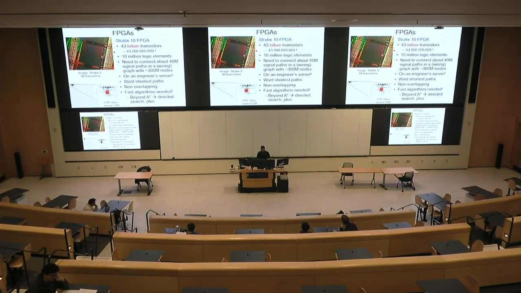In a typical FPGA like this Stratix 10 FPGA, there are usually around 43 billion transistors. These constitute around 10 million logic elements, and we need to connect about 40 million signal paths in our graph. And the graph size is around 300 million nodes. Notice how much bigger it is than Tokyo. Tokyo has around 1 million nodes. This has 300 million nodes. That's how big the graph is, and that's how significant it is for you to have a very quick algorithm. And we are trying basically to find 40 million path searches in this algorithm, okay?